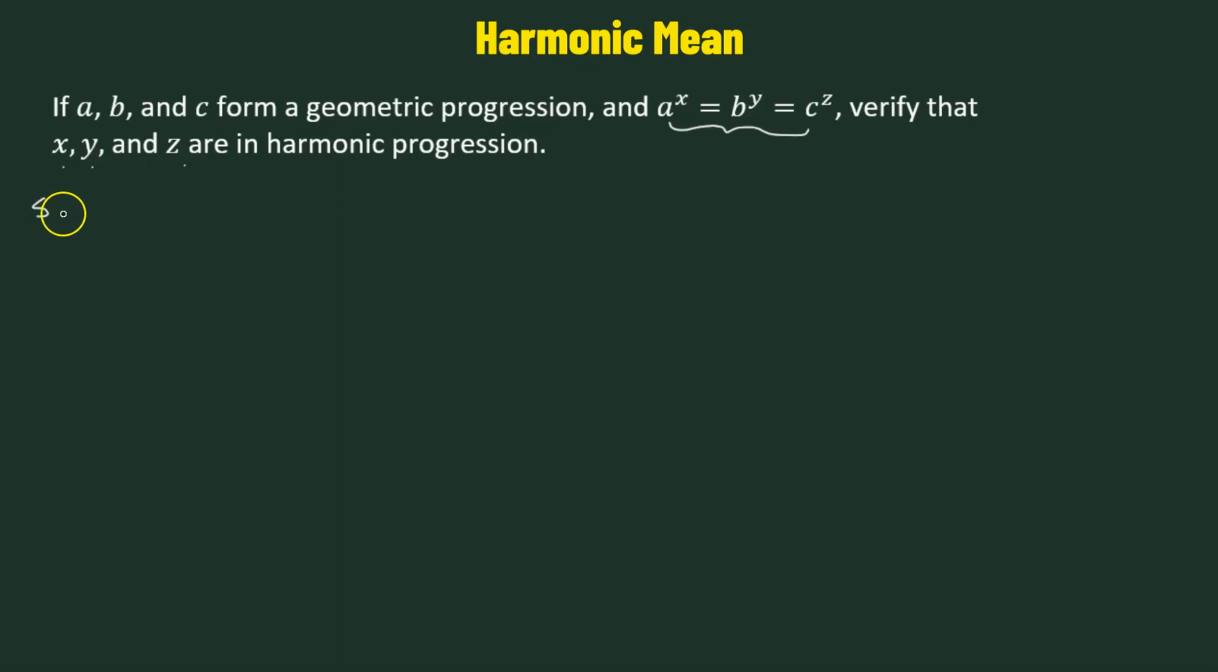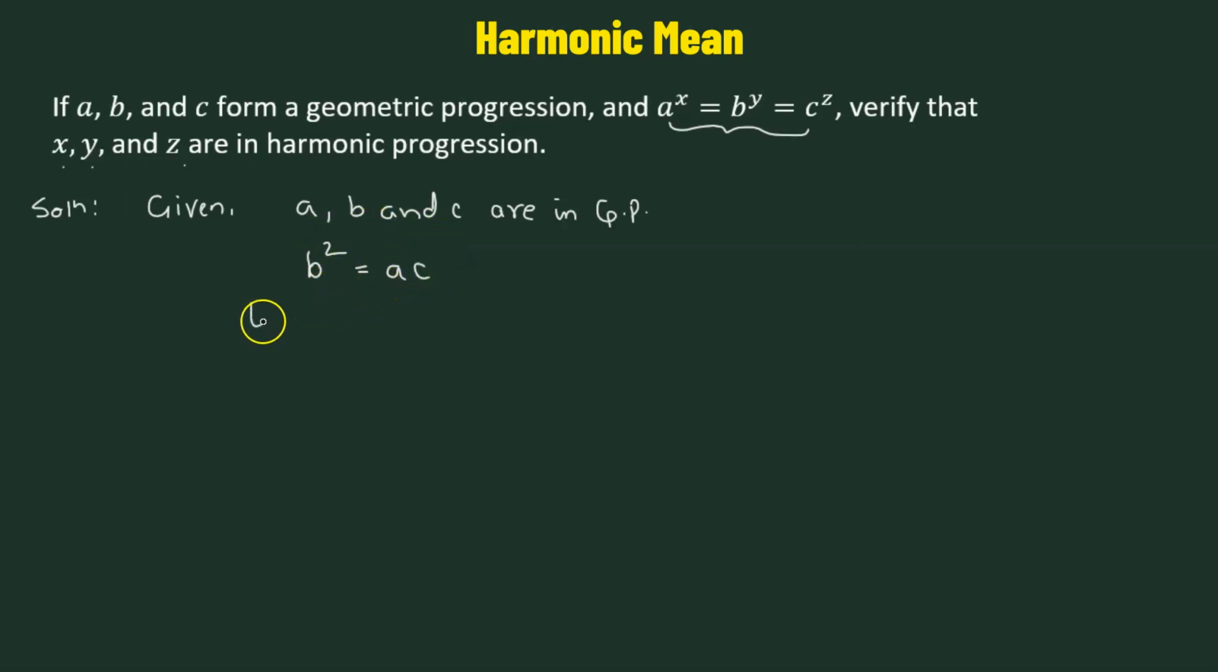So let us begin. Now we'll start with whatever we have been provided with. Here we are given that A, B, and C are forming a geometric progression. So these are in geometric progression, which means that B squared must be equal to A times C. This is a relationship between A, B, and C.